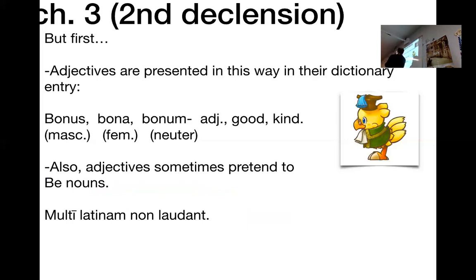Also, adjectives sometimes pretend to be nouns. This is another thing to watch for. It happens in your homework, actually. I think the second or third one has an adjective pretending to be a noun. This happens a lot. There's that phrase, the good die young. What is the subject of that sentence? The good die young.